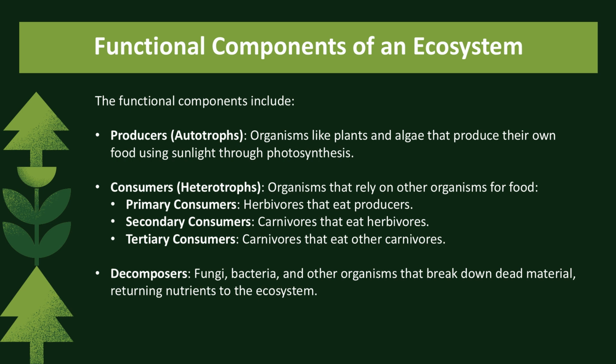Let's examine the key players in an ecosystem. At the foundation, we have producers or autotrophs, like plants that create their own food through photosynthesis. Then we have consumers or heterotrophs, which include primary consumers, herbivores, secondary consumers, carnivores that eat herbivores, and tertiary consumers, carnivores that eat other carnivores. Finally, we have decomposers, the crucial cleanup crew that breaks down dead material and returns nutrients to the system.